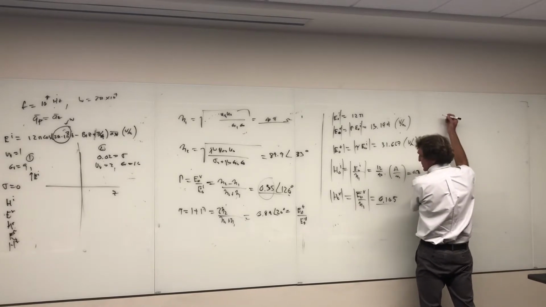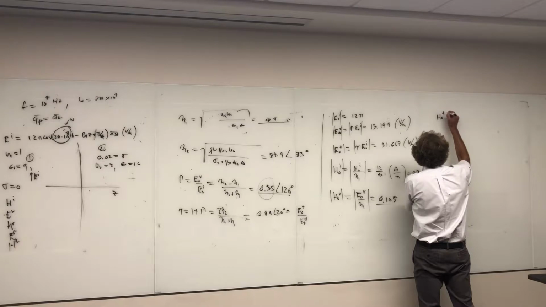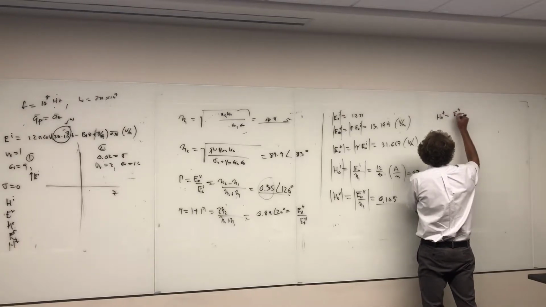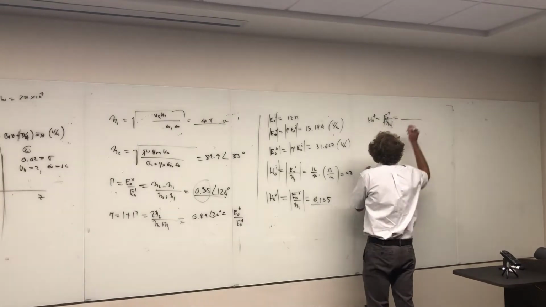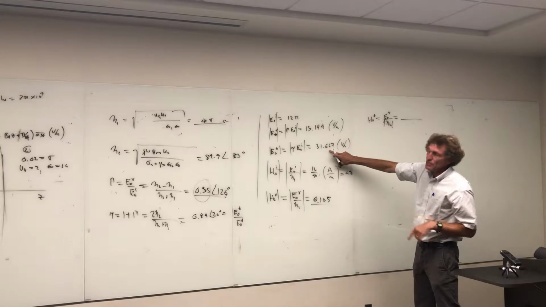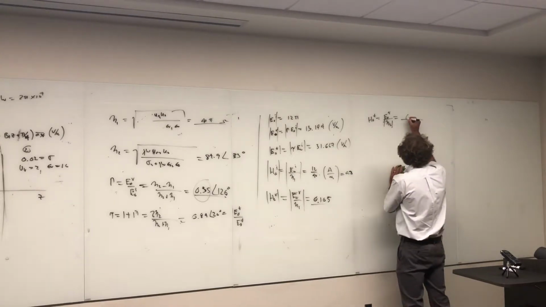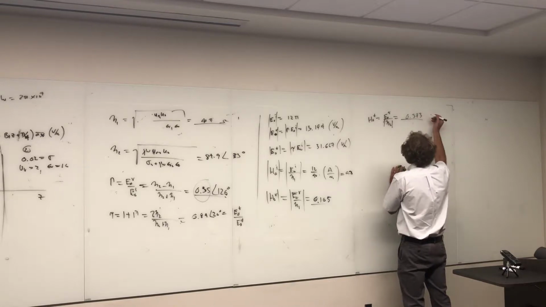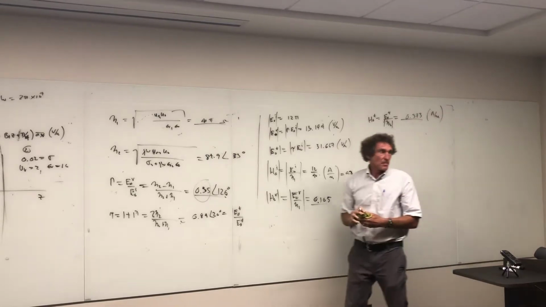So this is going to be H naught transmitted is E naught transmitted over magnitude of eta 2, right? You got E naught transmitted there. You got eta 2 there. Do it magnitude-wise. Get rid of that angle. 0.373. And that's amps per meter. Do you all agree with that, everyone?